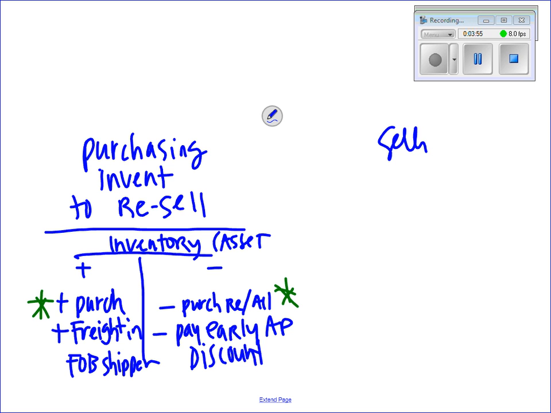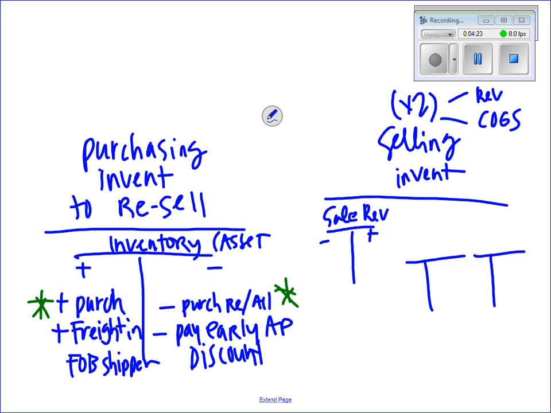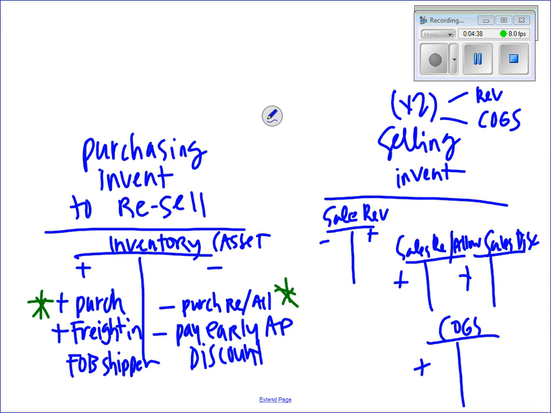When we're selling inventory, first it's usually ×2 because we usually have the revenue transaction and the COGS transaction. When we're selling inventory, we've got sales revenue, which has a credit balance, but then there's these 2 contra accounts plus COGS that are now separate. We have COGS, we have sales returns and allowances, and we have sales discounts, which all have debit balances because they offset that credit revenue.